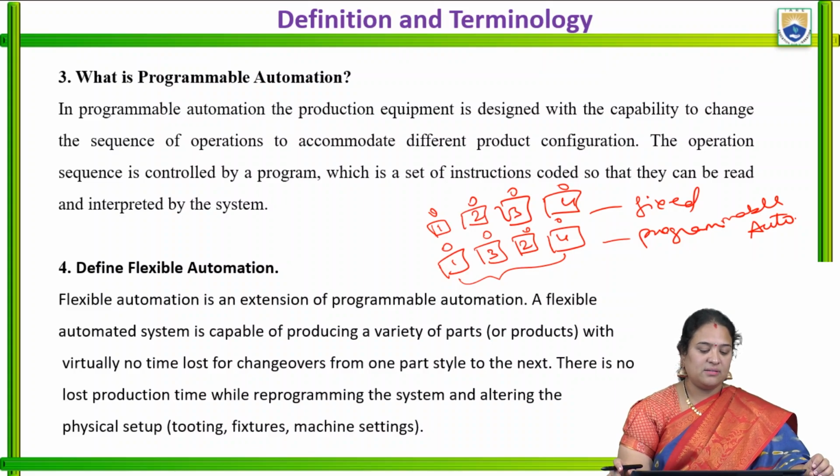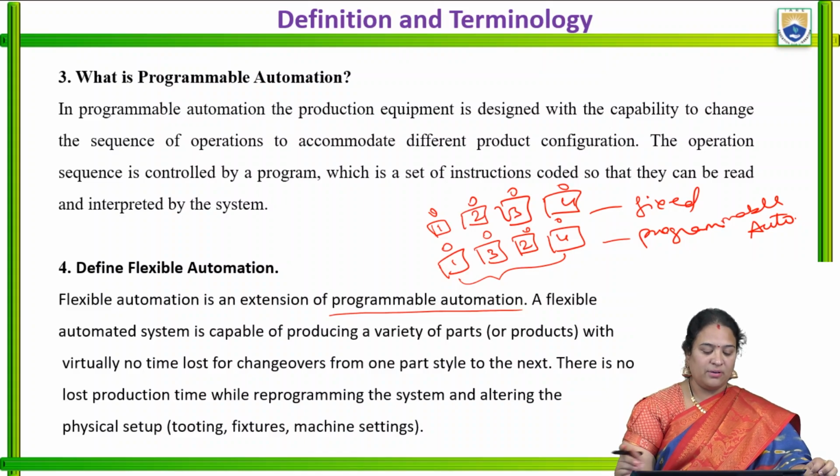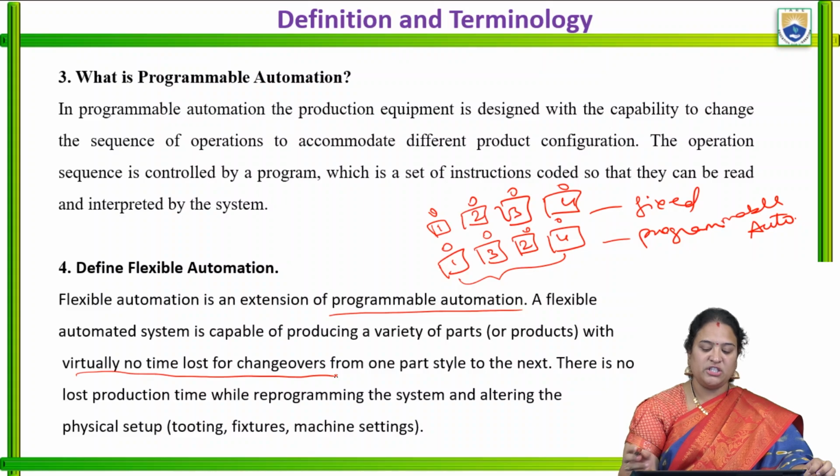Next, define flexible automation. What do we mean by flexible automation? Flexible automation is flexible in itself. It is an extension of programmable automation. A flexible automation system has the capability of producing a variety of products with virtually no time lost in changing over from one part style to the next.